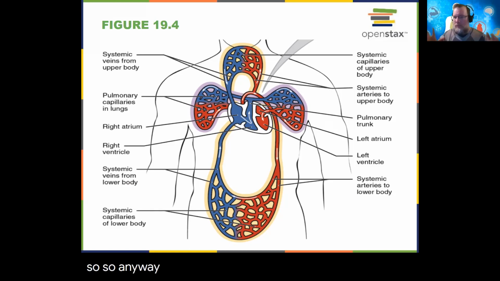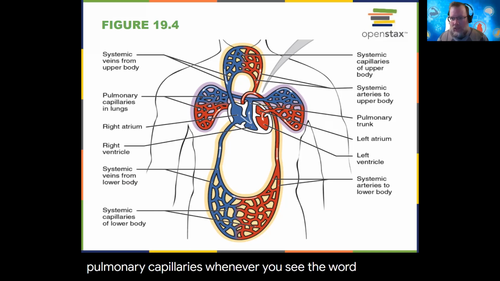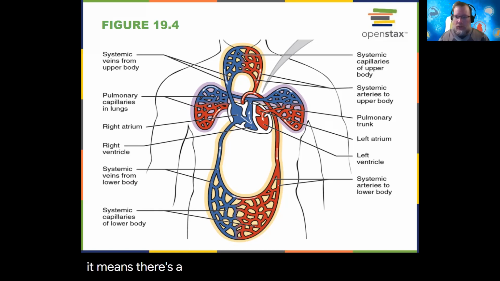So anyway, we call them systemic capillaries and then pulmonary capillaries. Whenever you see the word capillary, it means there's exchange going on. It means arteries are coming in and veins are going out. Okay.